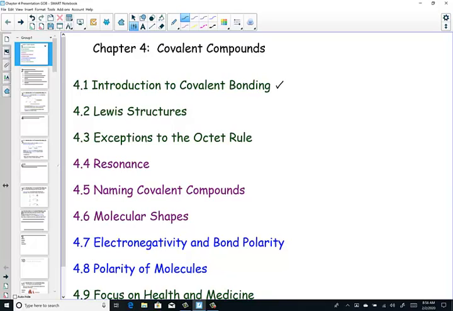So we'll begin with a review of the introduction to covalent bonding, where two nonmetals will combine and share a pair of electrons in what we call a single covalent bond, or if they're sharing two shared pairs, we'll know it's a double covalent bond. And yes, there is even a triple covalent bond. So we'll investigate what that means.